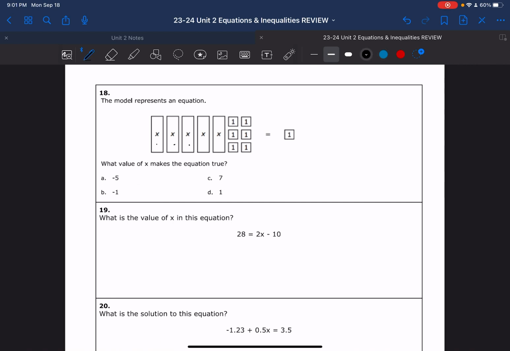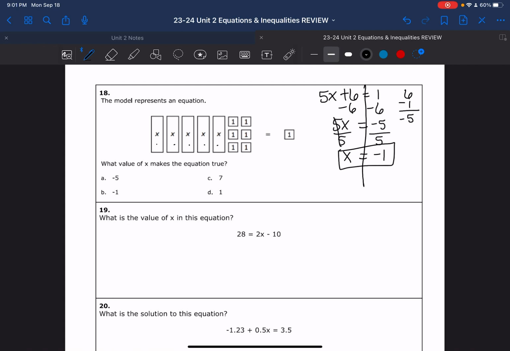This is 1, 2, 3, 4, 5. So we would have 5x plus 6 equals 1. You're going to solve like you normally do. Minus 6, minus 6. 5x is equal to, now here's where you would have 6 minus 1. That is going to be 5. But remember, we're taking the sign of the bigger number, which is negative 6. So our answer is a negative 5. We're going to divide by 5 on both sides. We're going to get x is equal to negative 1. So here that means that our answer is B. Let's go to number 19.